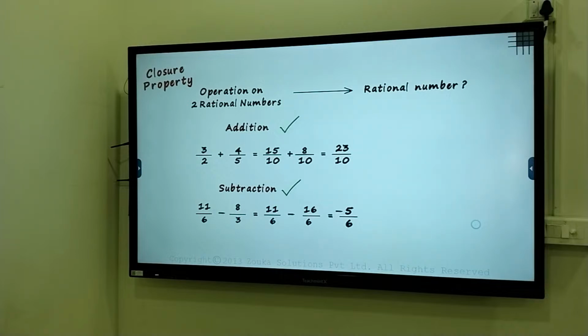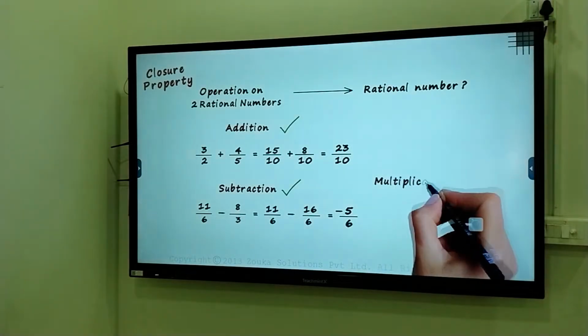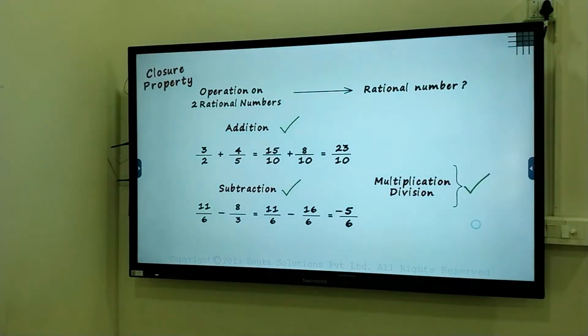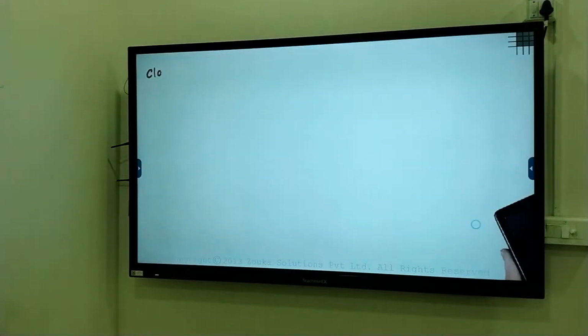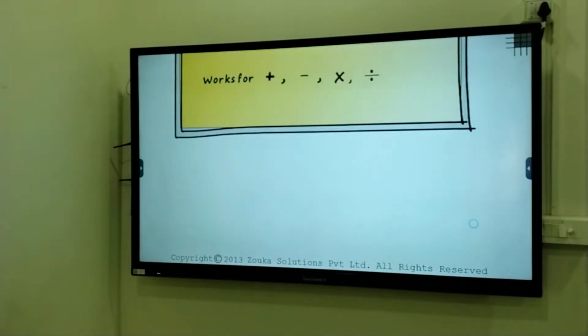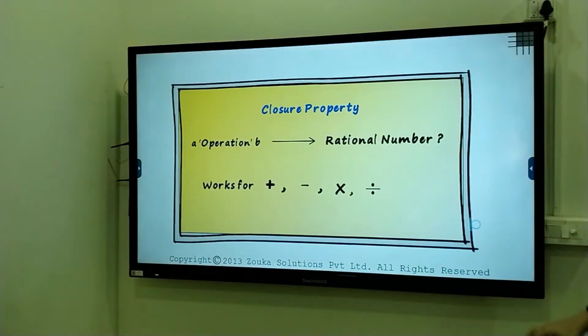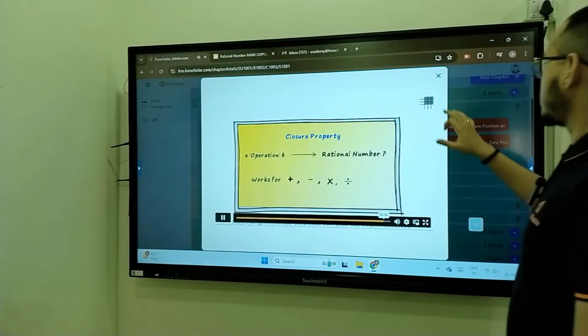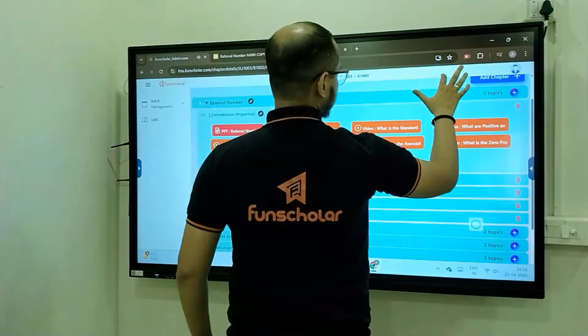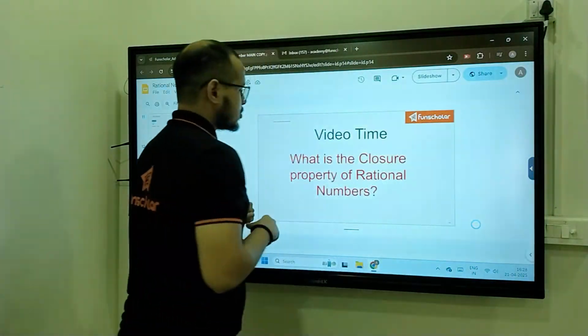Actually, the closure property is satisfied for multiplication as well as division. We have looked at only two examples in this video. I would suggest you take random rational numbers and try out different operations to see if you get rational numbers as your result. Okay, so this was what is necessary for understanding closure property.